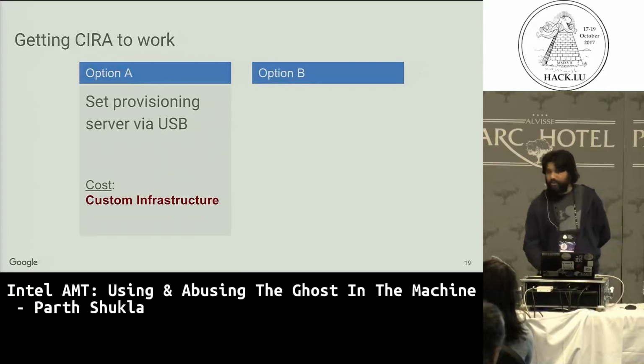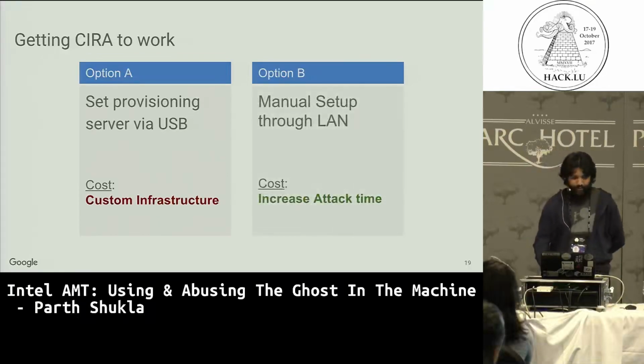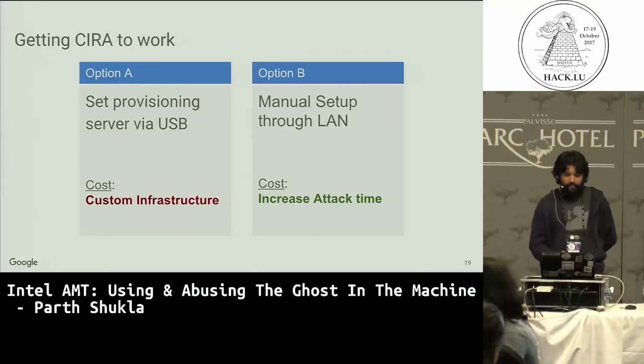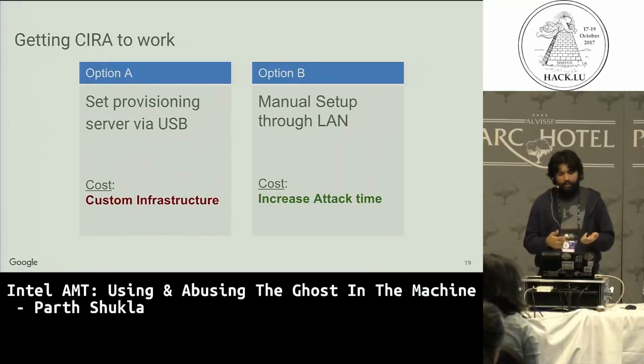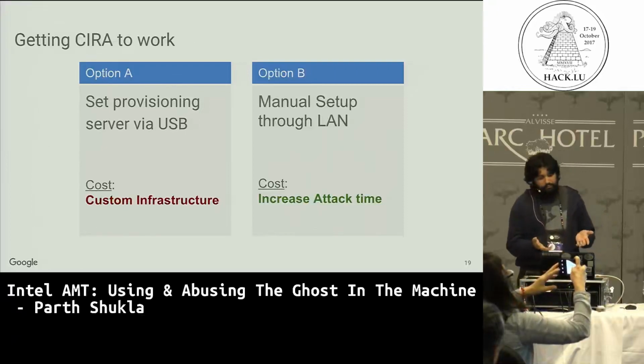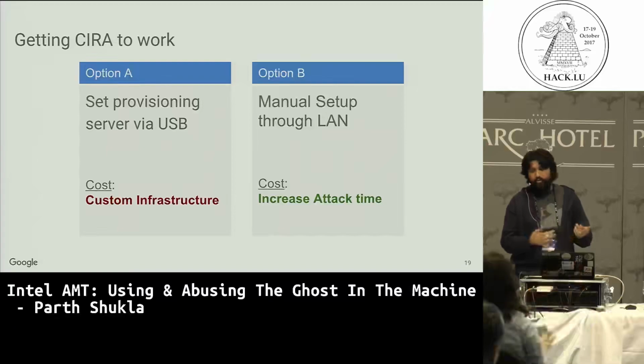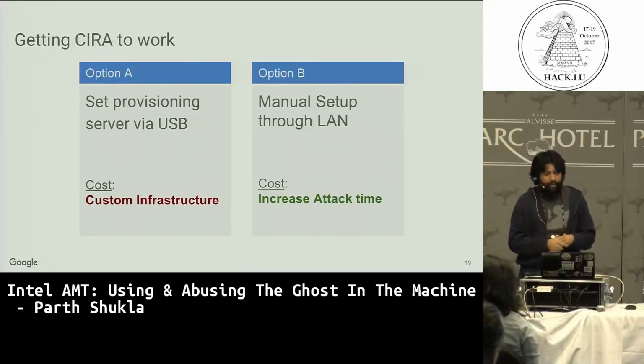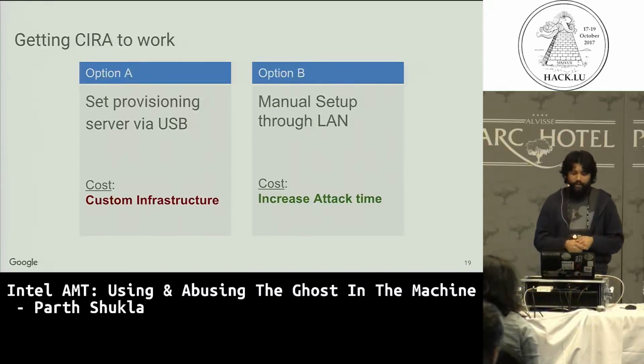So there was an easier option available, which was option B, manual setup through LAN. So in this case, once AMT is configured via the USB, I would connect the laptop's LAN to my own network and use the AMT API, since AMT is now fully provisioned, to set up CIRA. So it's to be a script that calls out. So it adds about an extra 30 seconds if it's pre-scripted. And if you do it through a nice GUI, then it adds about 3 more minutes to your attack.